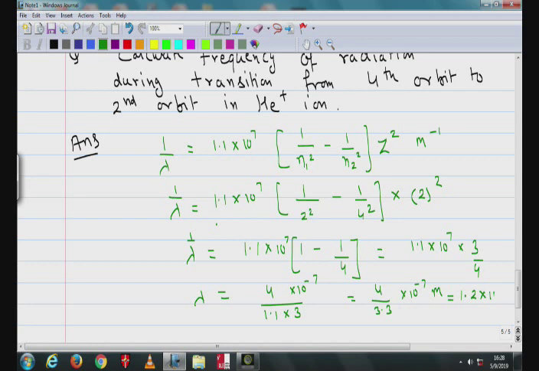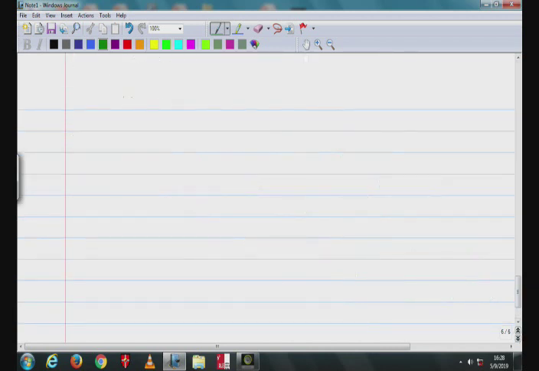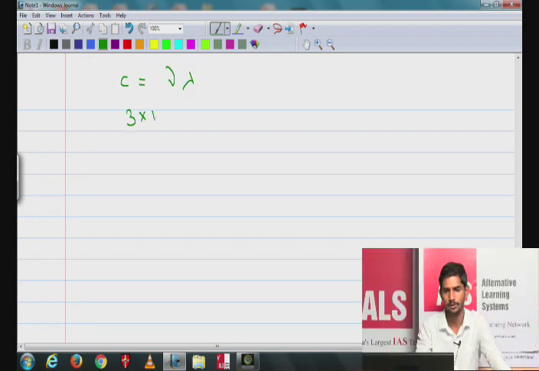1.372 into 10 to the power minus 7. This one will be your answer, 1.2 into 10 to the power minus 7. This is your lambda wavelength. Now we have to calculate the frequency. So for that, you will use this relation, c is equal to nu lambda. c is 3 into 10 to the power 8. Wavelength is 1.2 into 10 to the power minus 7. And here it is your frequency. So frequency comes out to be 2.5 into 10 to the power 15.